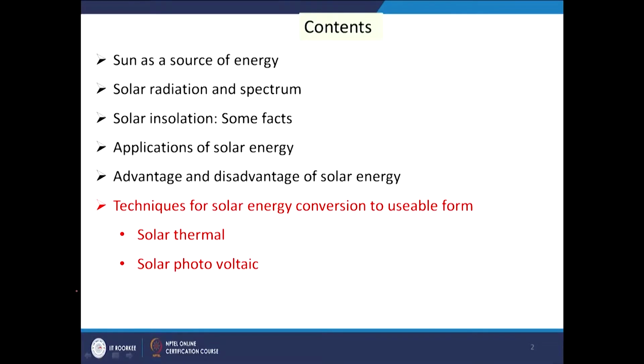Now we will discuss solar energy, and the contents are: sun as a source of energy, then solar radiation and spectrum, then solar insolation, then application of solar energy, advantage and disadvantage of solar energy, then techniques for solar energy production or conversion to usable form, that is solar thermal and solar photovoltaic. So, in the first part we will be discussing up to advantage and disadvantage, and in the next class we will discuss the rest.